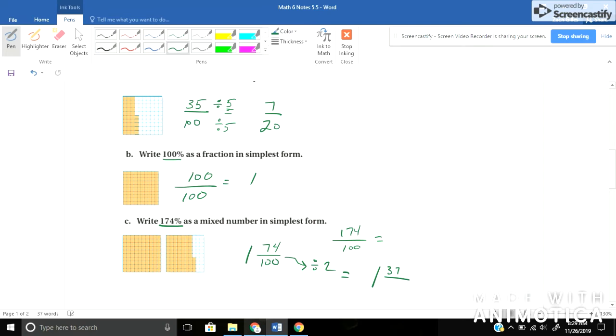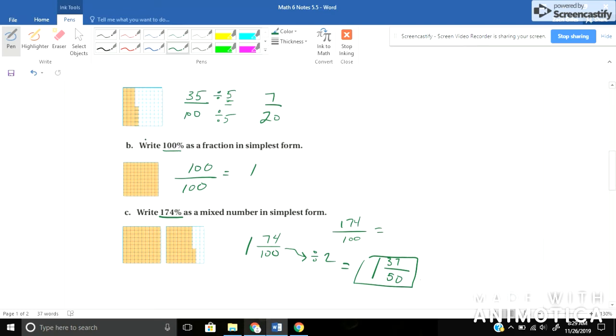And 100 divided by 2 gives us a total of 50. And are there any more common factors between 37 and 50? Nope, there are not. So 1 and 37/50ths will be our final answer for letter C. All right, so that's kind of when you look at a diagram and put your percent into a fraction, right?